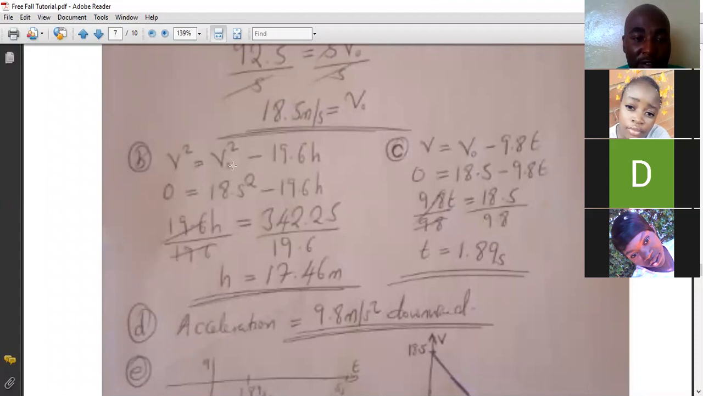V squared equals V naught squared minus 2GH. But 2G we can solve already because G is 9.8, so we have 19.6H. These are very acceptable equations. Type them in Google and you'll see that they are acceptable. So at the highest point, the velocity is 0. So you can say 0 equals 18.5 squared minus 19.6H. It's not possible to solve this question if you can only solve D and C, then you go to A.